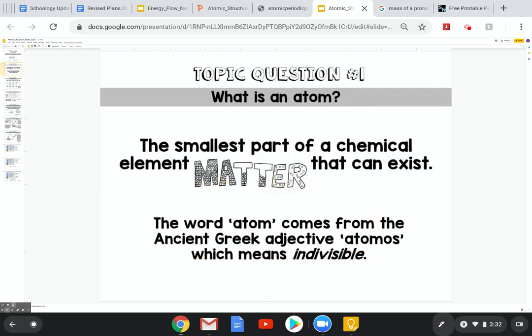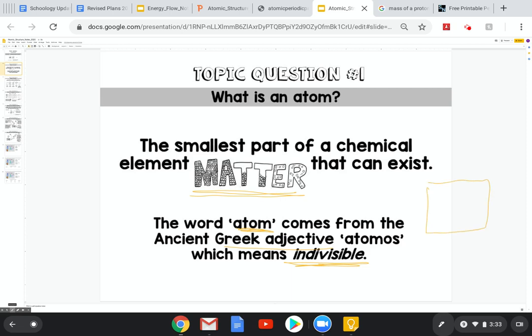All right, first slide. So the smallest part of a chemical element, matter, that can exist, that would be an atom. Okay, so it is the smallest part of matter. Anything you can touch or feel that takes up space is what we call matter. Okay, anything taking up space is going to be matter. So everything's made up of atoms. All right. Now the word atom comes from a Greek adjective meaning indivisible. Okay, not invisible, like you can't see it, because you can't see atoms unless we have an electron microscope, and even then it's really hard to see them. But it's indivisible. And so the idea is you can split something in half.